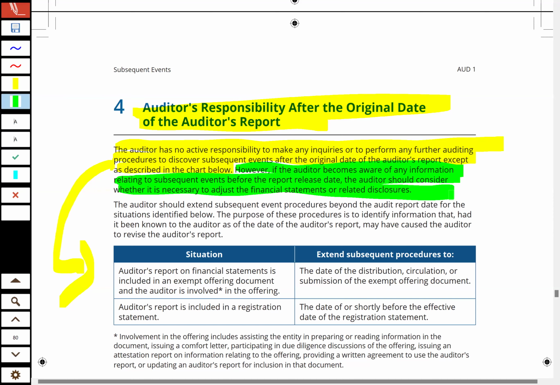So what's happened? We've already released our report, and now we find out that something that should have been included in the report was not. Okay, and that's where we're going to go with this. Now, for these situations identified below, the auditor does have responsibility that goes beyond the auditor's report date. Okay, flashcard these guys. Maybe you can shrink this down to a flashcard.